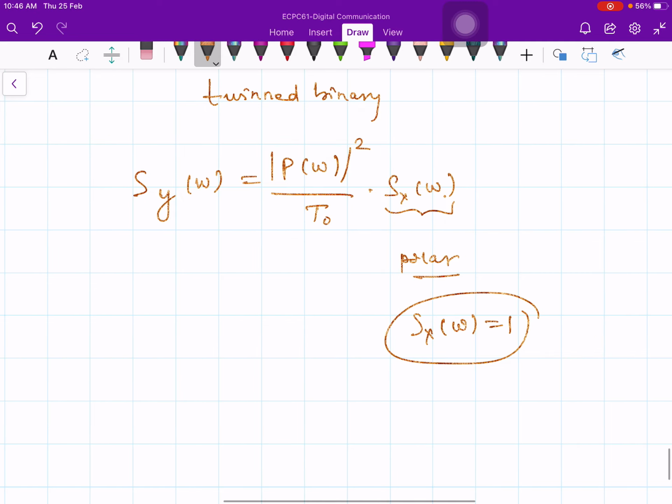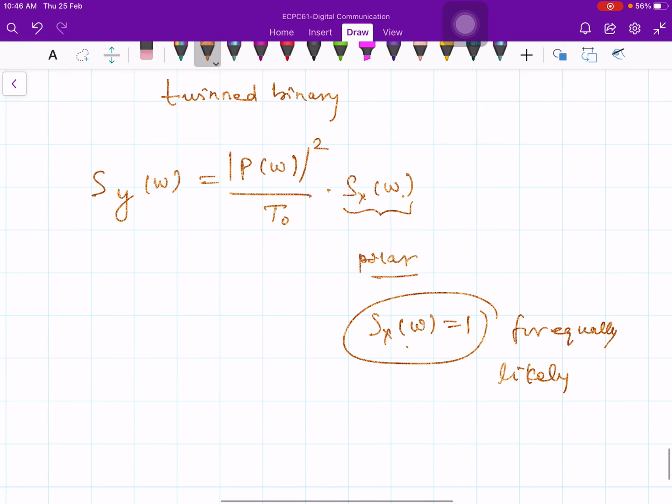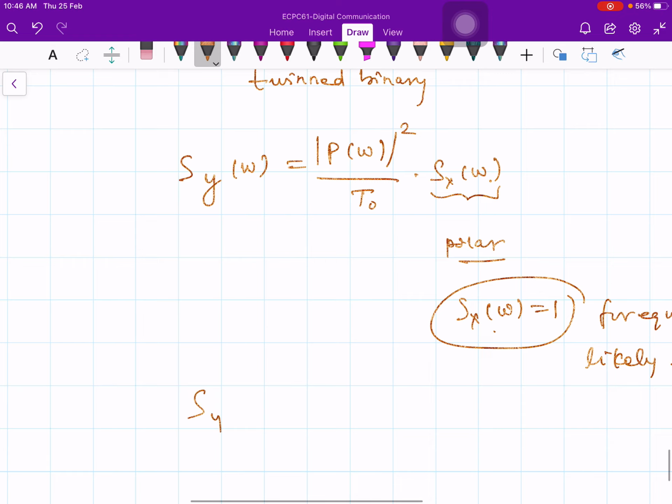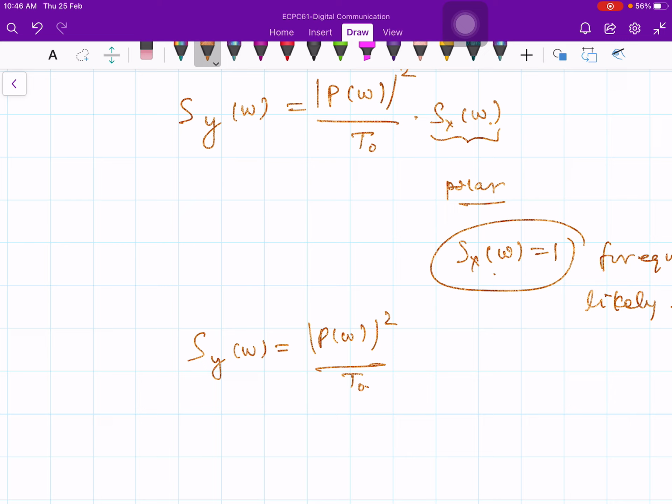This Sx of omega is equal to 1 for equally likely ones and zeros. Therefore, your Sy of omega will turn out to be mod square of P of omega divided by T naught. So, for equally likely ones and zeros, the second factor completely disappears. We have already done this in one of the previous classes. Recollect that for a polar signal the power spectrum is given by this expression.